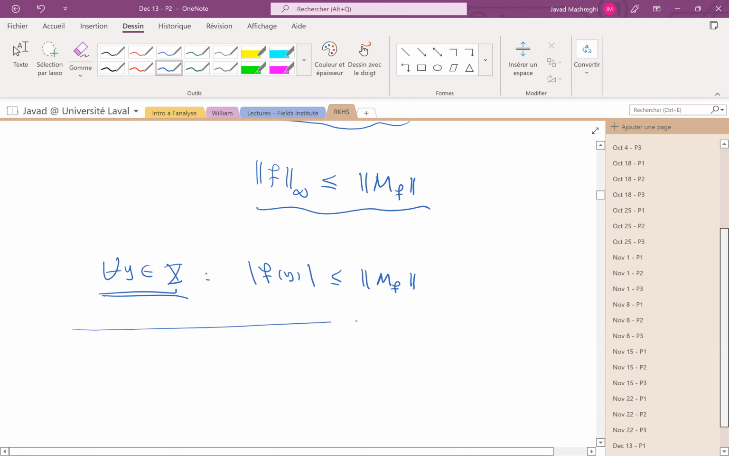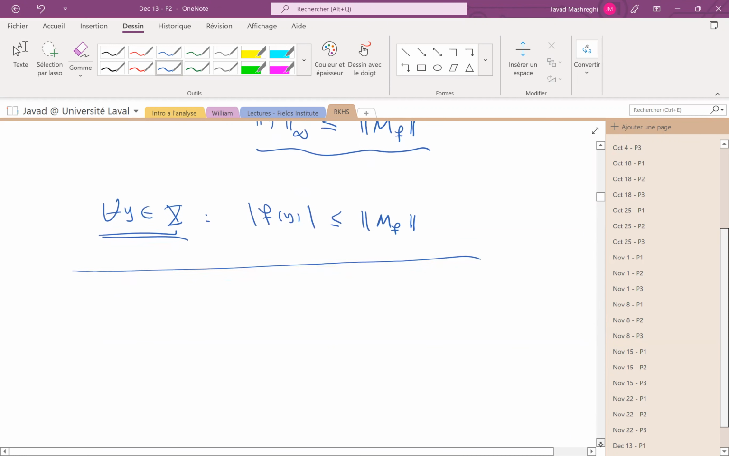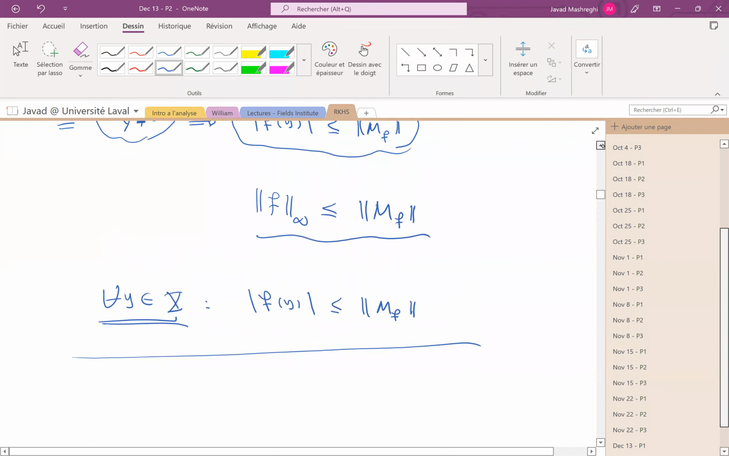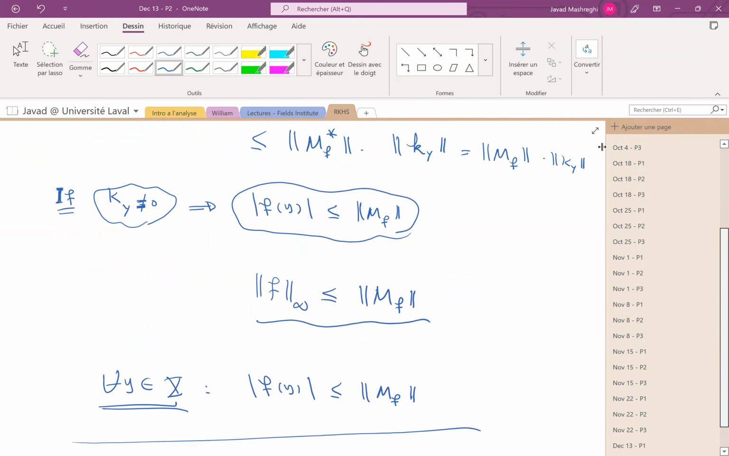One more observation. We proved that if K_y is not 0 for all y, then F will be bounded. Let me ask you in this way: if the kernel function is continuous, can we say something about the multiplier functions? Will they become continuous?